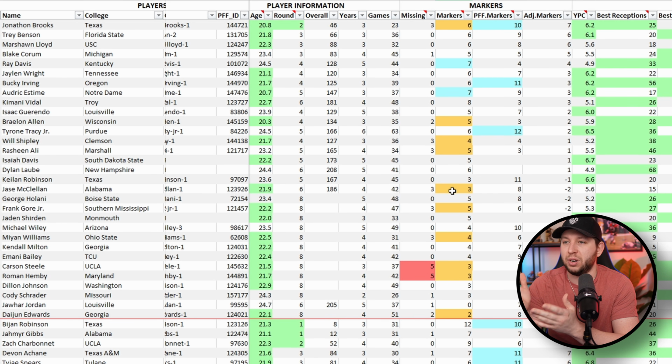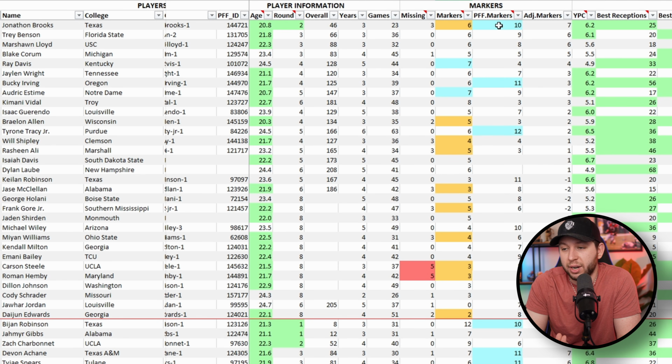But if you have the opportunity to hit on a Chase Brown or hit on a Tony Pollard or an Aaron Jones or somebody of that caliber, that's very, very good for your dynasty team. Now, you may have noticed that I do have a blue shading for the PFF markers column as well.